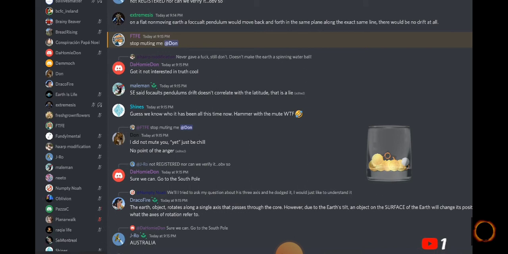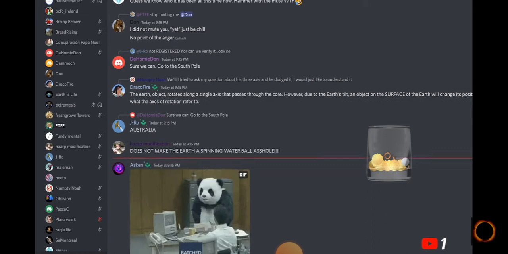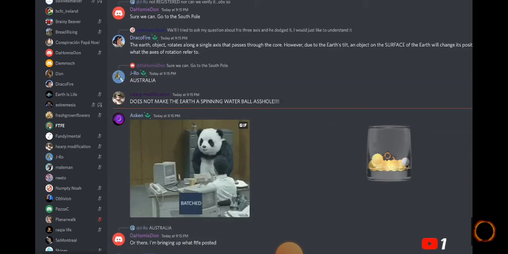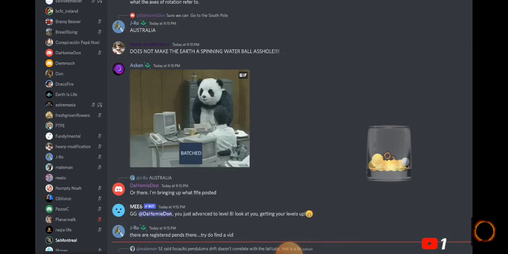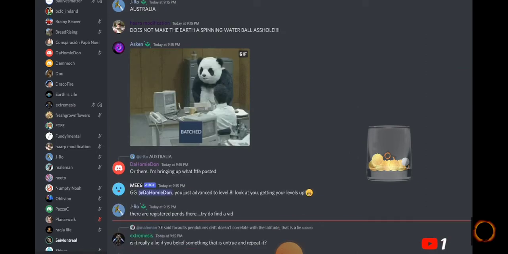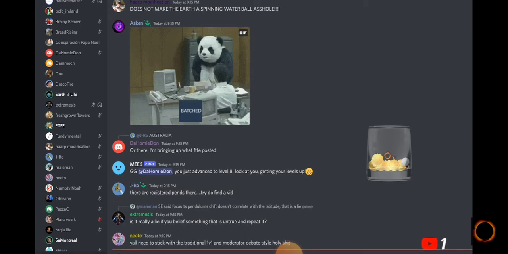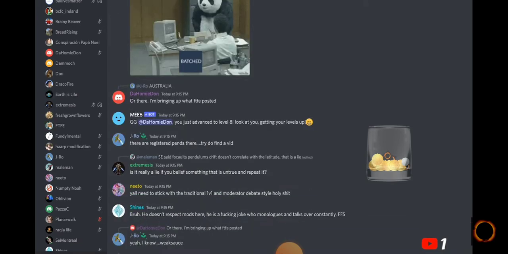Montreal. Once again, SE Montreal, how does the drift of a swinging pendulum correlate to your latitude on Earth if the Earth is flat and non-rotating? Because it happens. Once again, fight the flat Earth, take the wax out of your ears. It does not. Okay, Montreal. You're just denying something that happens. How about you try it? I'm going to have to mute you, Montreal, I think.